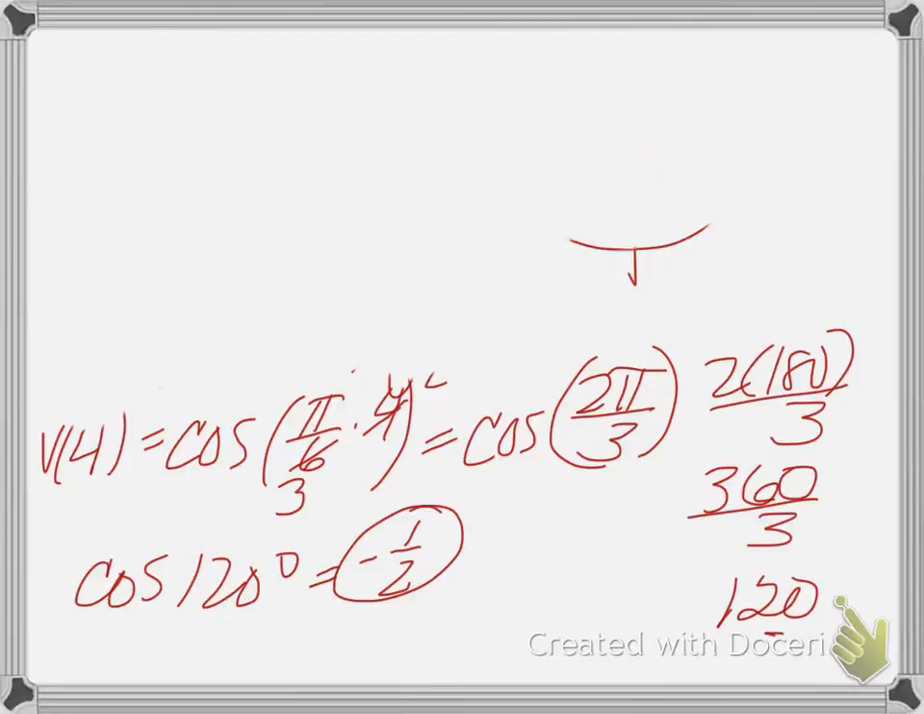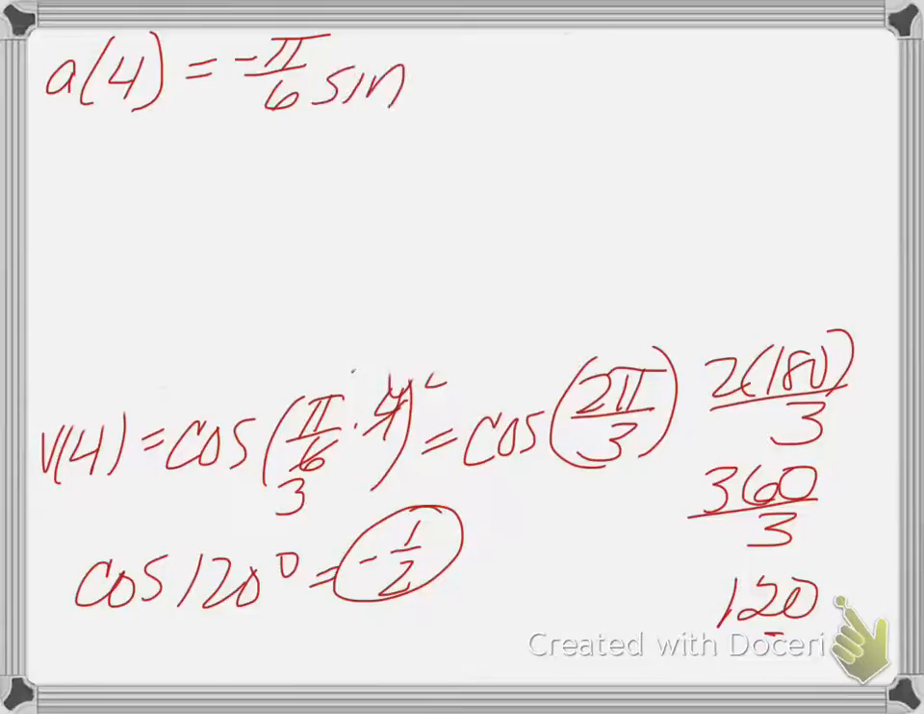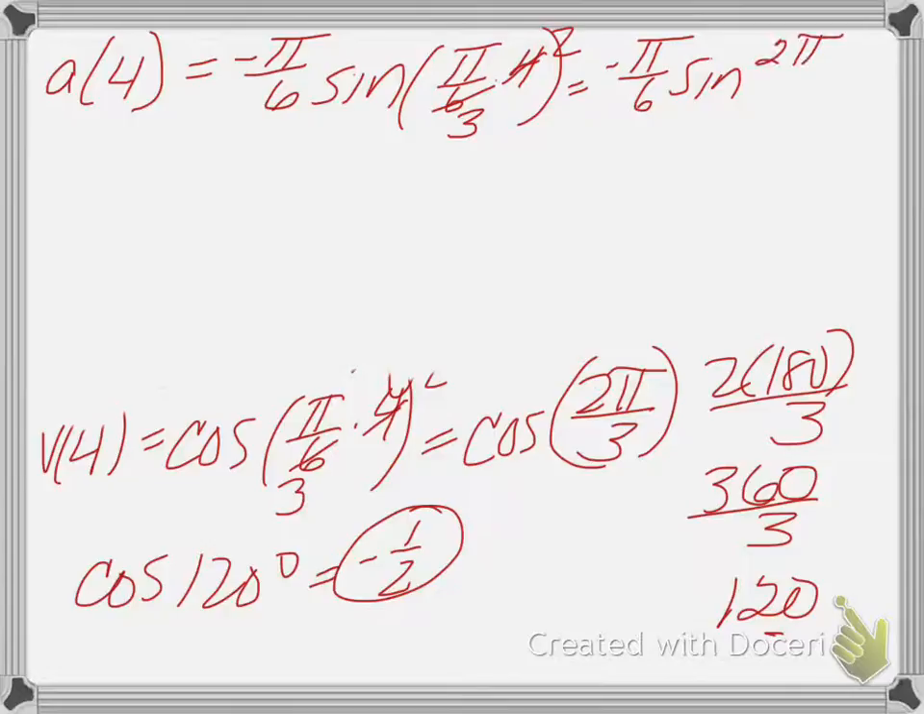Alright, now we have to check the acceleration at 4. So for the acceleration, it was negative pi over 6, sine of pi over 6, and now we'll multiply that by 4. Two goes into 4 twice, and 2 goes into 6 3 times. And this is again 2 pi over 3, so this is the same thing. This is the 120 degrees. So we're going to have a negative pi over 6 times sine of 2 pi over 3.